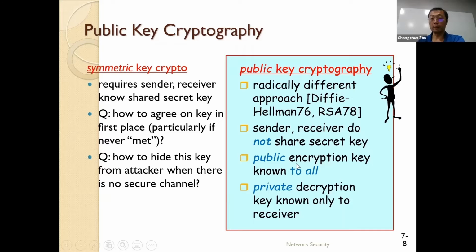What you share is the public key. You can send this public key to the other end, to your friend, and you don't need to worry about the key being known by an attacker. When you distribute the public key, you don't need to worry that there's no secure channel beforehand. You can distribute it in a public way. So that solves the chicken-and-egg problem.